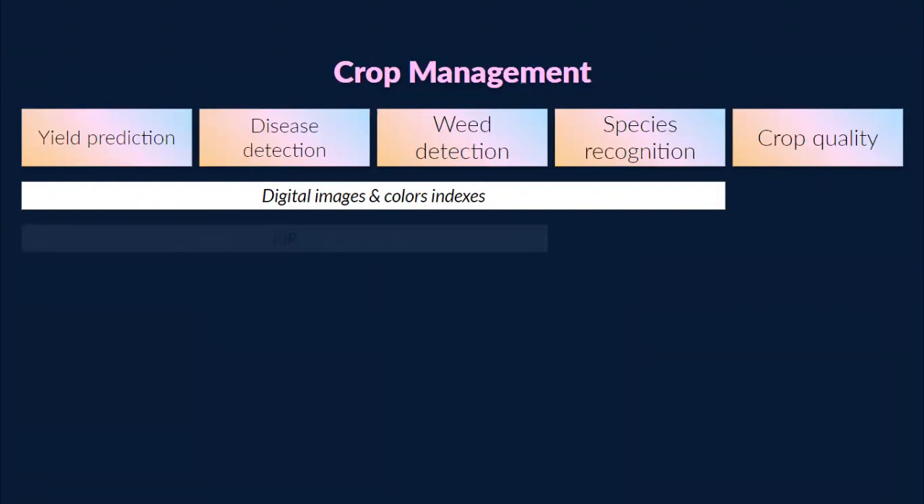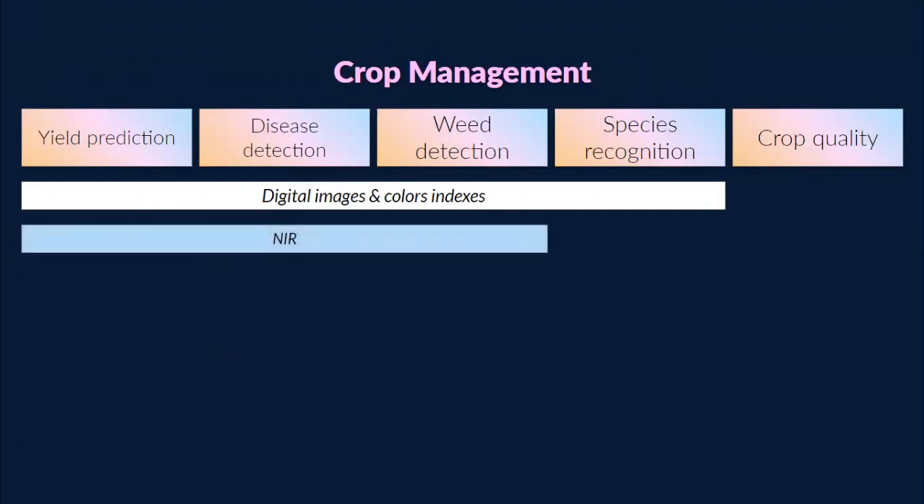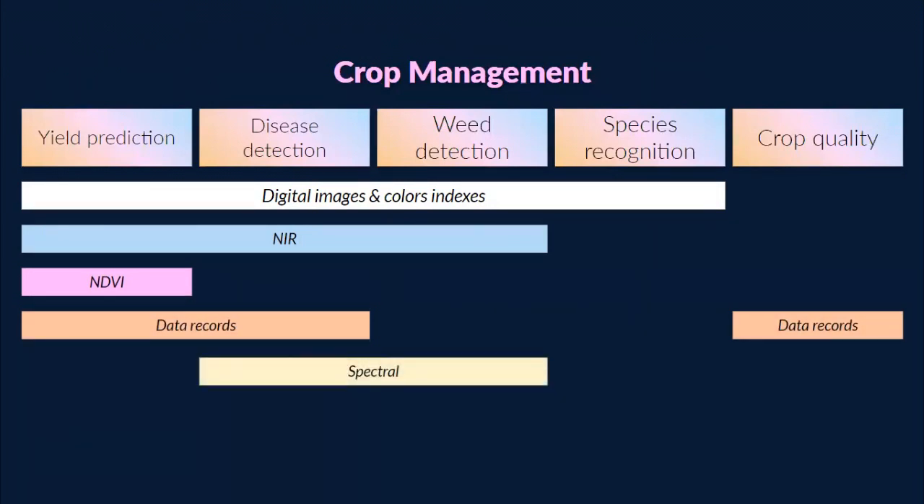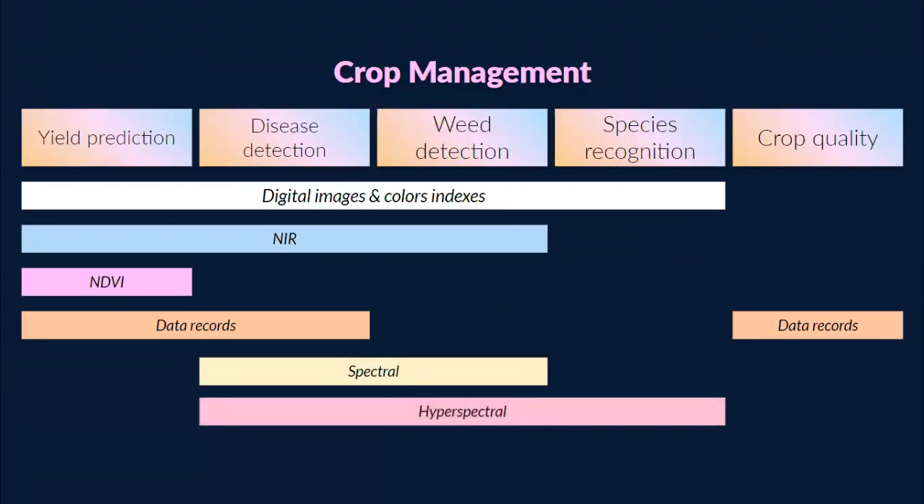yield prediction, disease detection, weed detection, and also species recognition. NIR has been applied in yield prediction, disease detection, and weed detection. NDVI is used specifically in yield prediction, and then data records in yield prediction, disease detection, and crop quality. Spectral has been used in disease detection and weed detection, and hyperspectral has been used in disease detection, weed detection, and species recognition. And last but not least, fluorescence is used in disease detection.